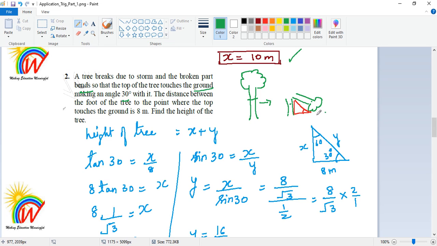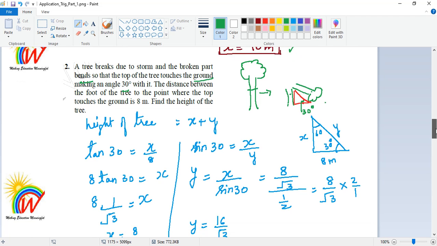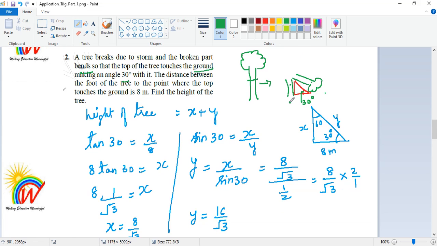So this angle over here, if I try to make it as a triangle, this is 30 degrees. Now the distance from the foot of the tree to the point where the top touches the ground is 8 meters. So which is 8 meters? The foot of the tree is this, to the top over here. So from here to here is 8 meters. So find the height of the tree. We need to find out what is the total height over here.